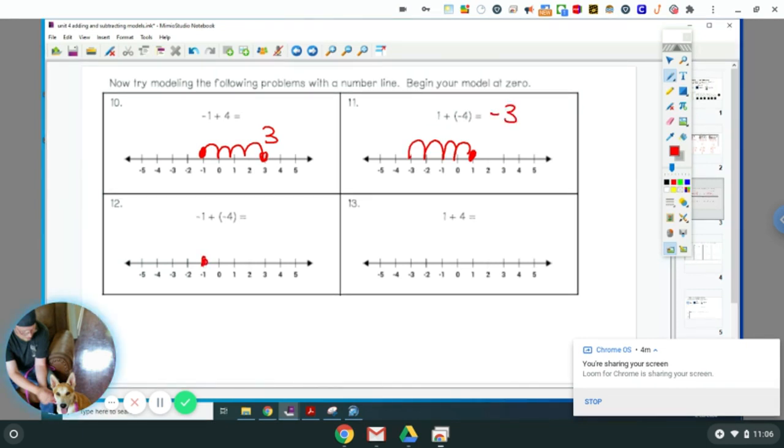Here it says I'm at -1, and I'm adding -4 points. So you can go 1, 2, 3, 4. So that'd be -5. And then here I'm at +1, and I'm adding +4. So you end up at positive 5.